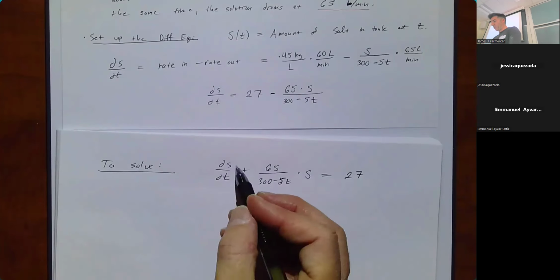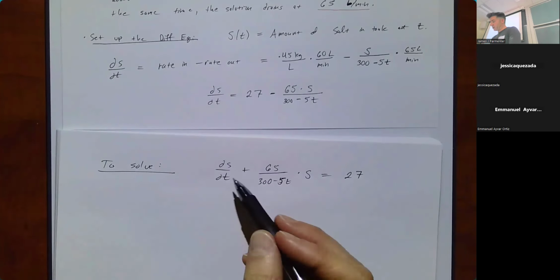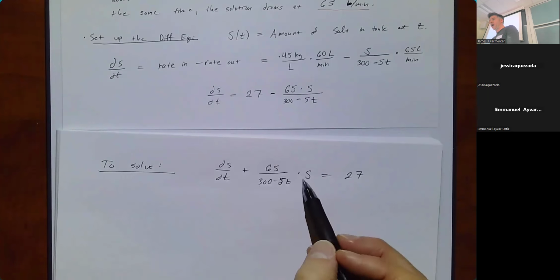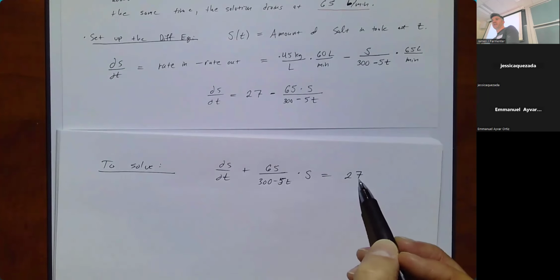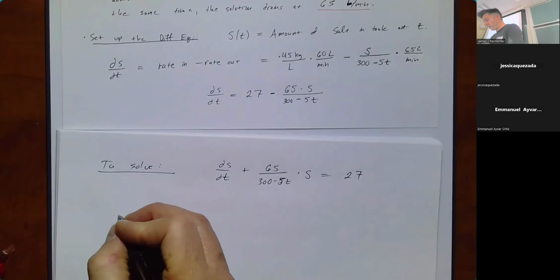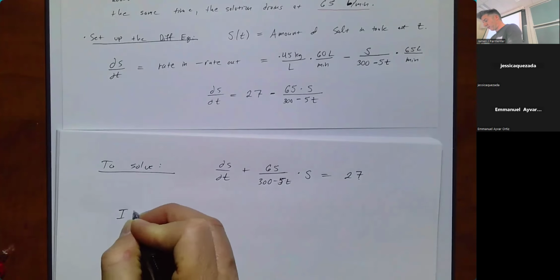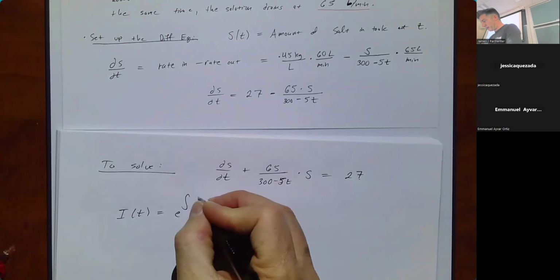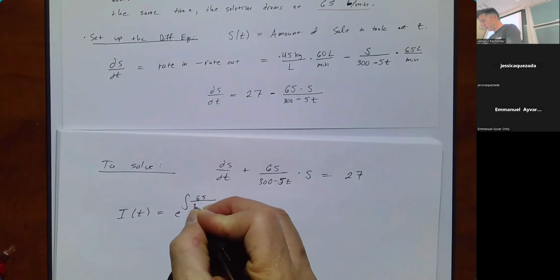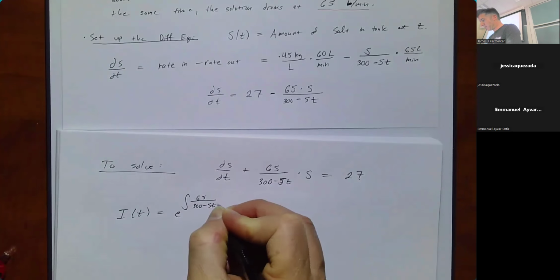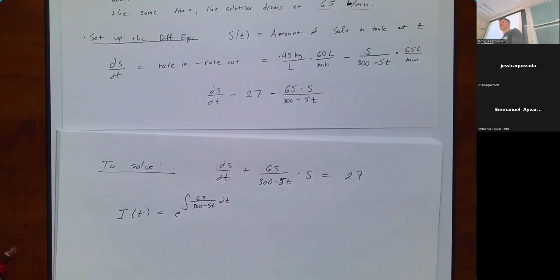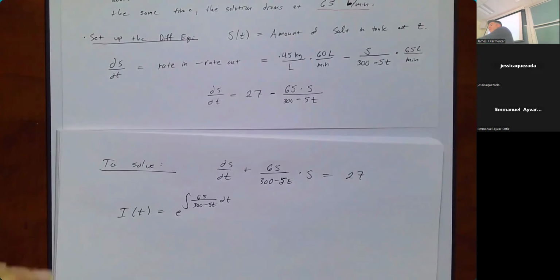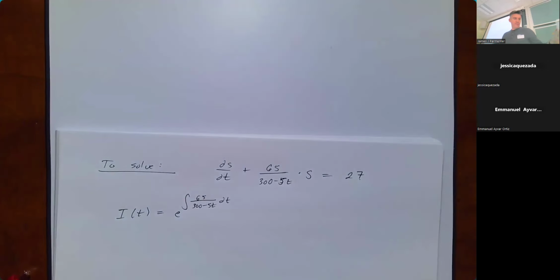Here's my y prime. Here's my p of t times y. Here's my q of t. So then we would find the integrating factor. Our integrating factor would be e to the integral of 65 over 300 minus 5t, which probably isn't too terrible to solve. But that's not really the point of this question, so we don't need to continue with that right now.